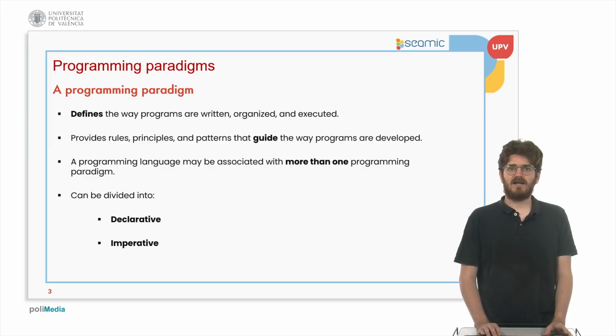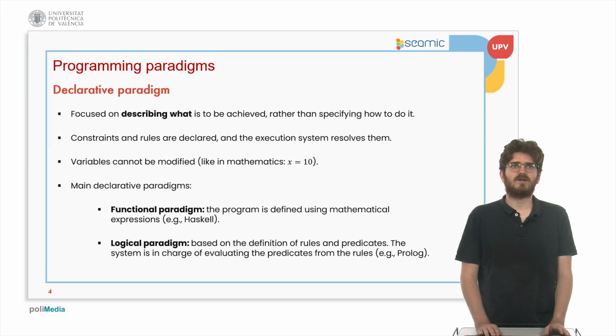Any programming language can be associated to more than one programming paradigm, and they mostly are, and they can be categorized into two main groups: declarative and imperative paradigms. Declarative paradigms are a bit more math focused, and they describe what should be achieved, what should be computed, but they don't tell us how to do it. For example, a system of equations, a system of constraints, of rules are declared, and then the execution system finds a way to obtain a result with them.